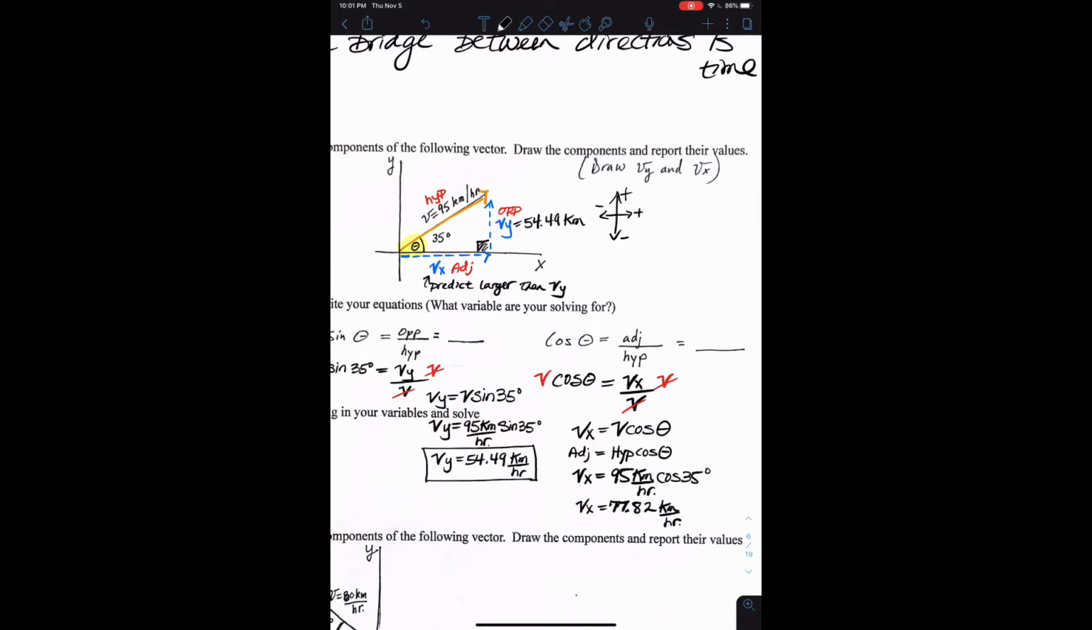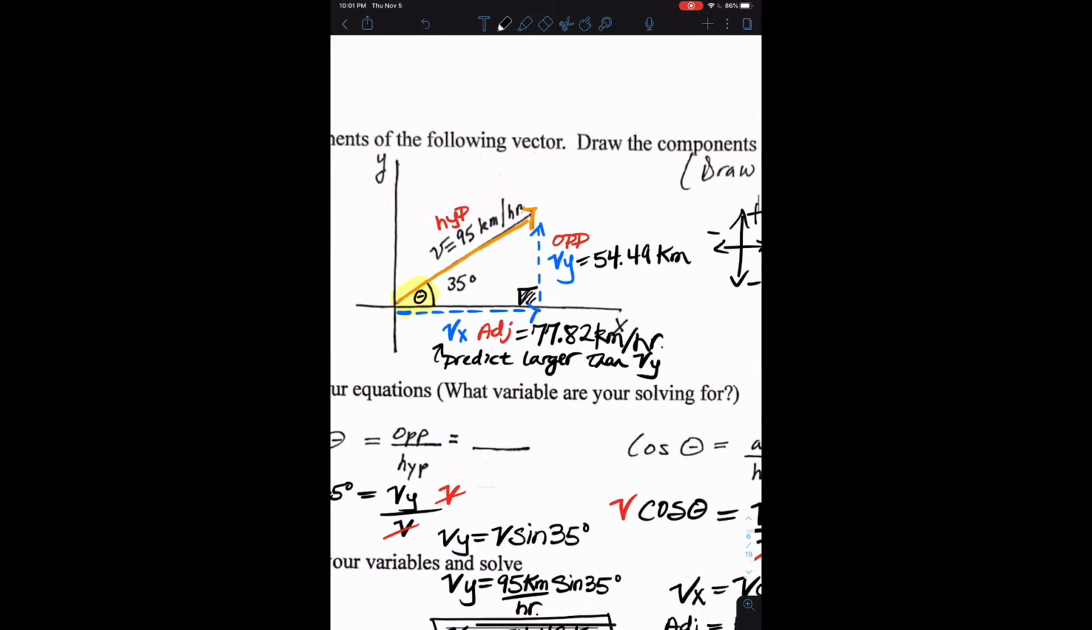Let's see here. Kind of running a little low on room. Once again, this will have a positive sign. I know I'm making my kilometer with a lowercase k. I apologize. All right, so there we have it. Those are our two vectors.